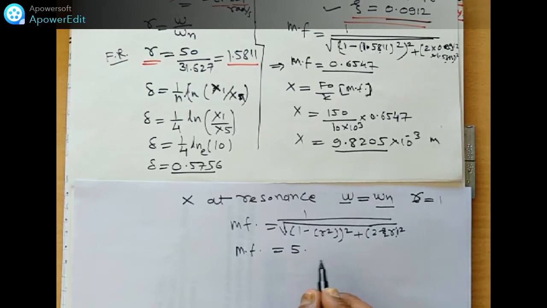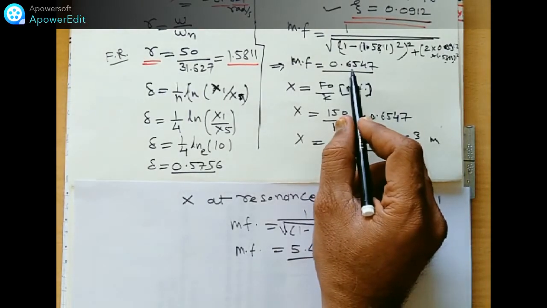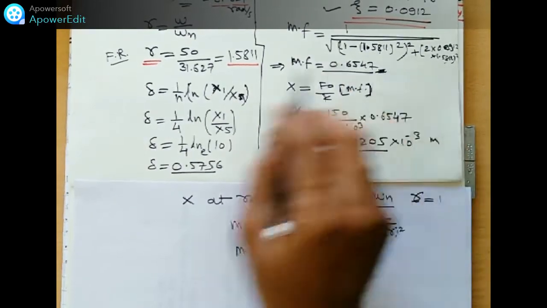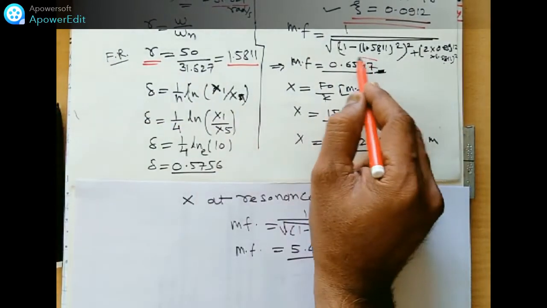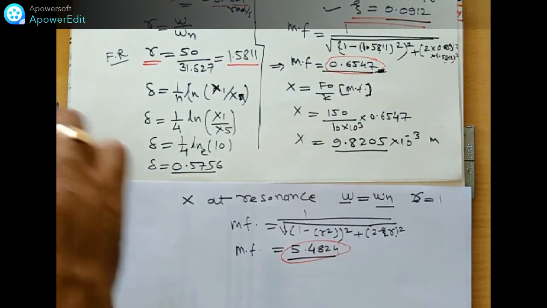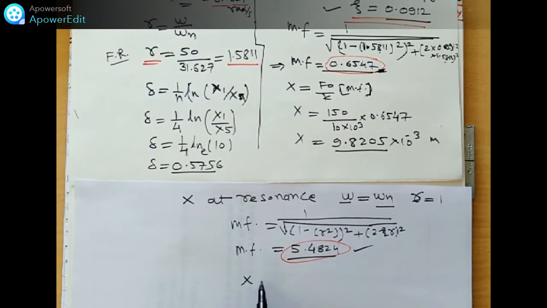See here, 5.4824. Previously the magnification factor was very less. In this case, the magnification factor is very high compared to the previous case. This value is the highest value of MF. So what is the amplitude in this case? F0 by K into MF.